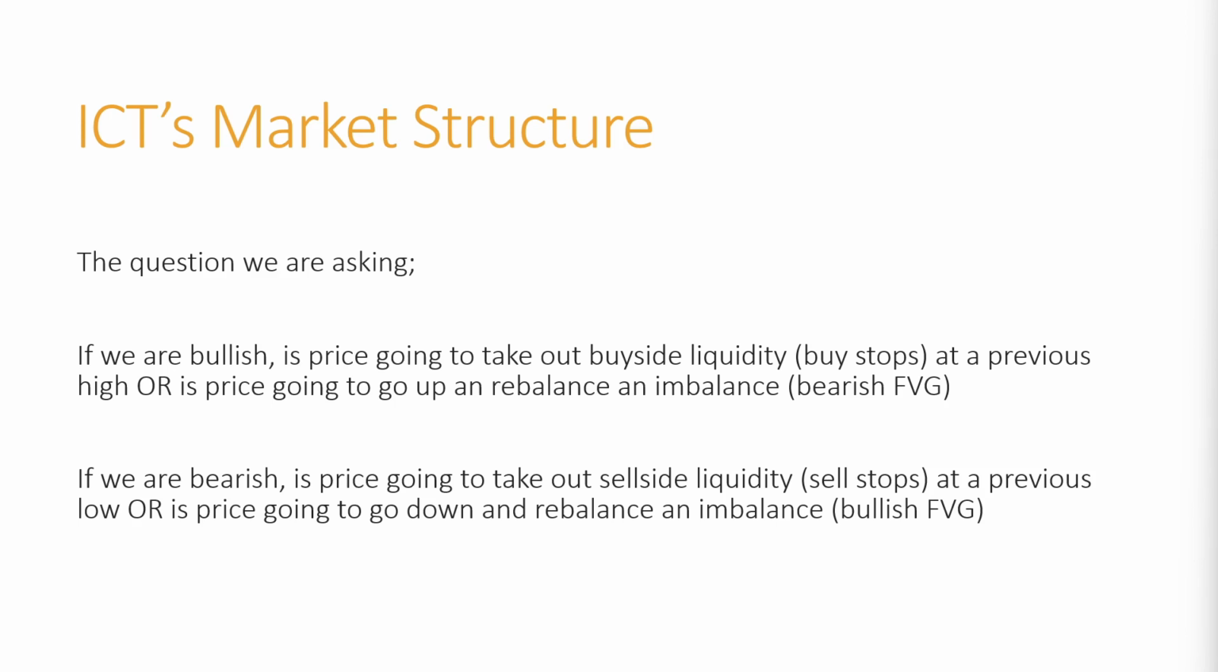Or is price going to go down and rebalance an imbalance or a bullish fair value gap? This is the fundamental question that we're trying to answer whenever we sit down in front of our charts and determine our bias: where is price going to go? These are, I guess, the decision trees that we use to make that determination, and we start to build our hypothesis on that basis.